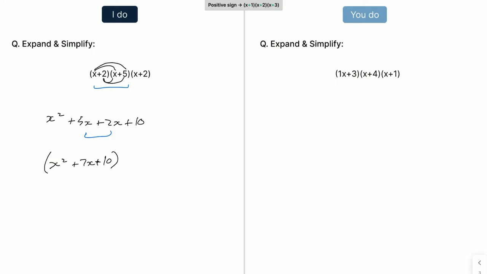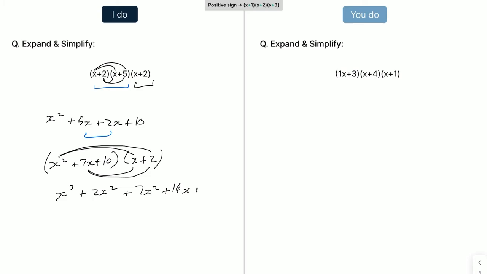And leave the brackets on, and we're going to bring this down. So that's going to be x plus 2, because that's to the left. We still need to expand that out, and again, exact same steps. So x squared times x, which is x cubed, plus 2x squared, plus 7x squared, plus 14x plus 10x plus 20.